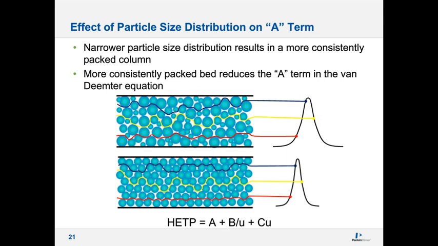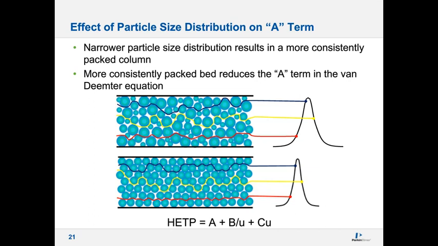Due to the manufacturing process, SPP are produced with much narrower particle size distribution than most traditional fully porous particles, and this results in a more uniformly packed column, leading to a reduced A term and therefore higher column efficiency.